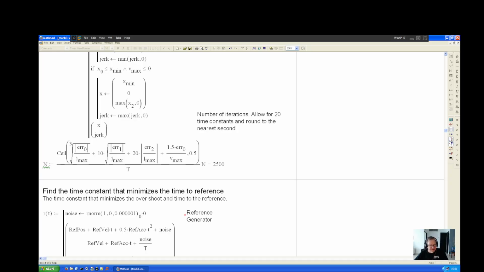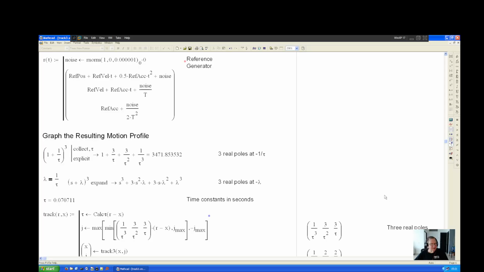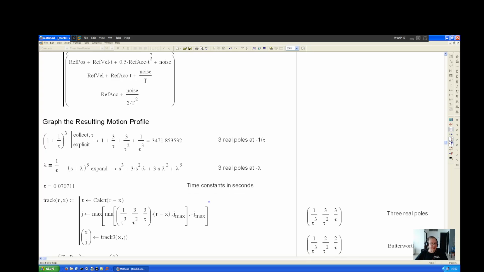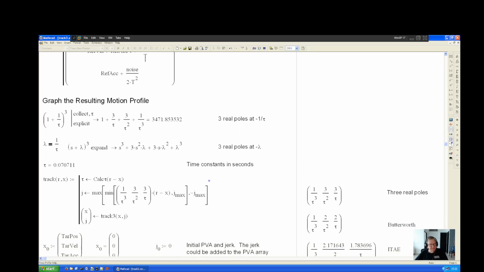So let's find the, this is my target generator. This is using data from above. So I've got my reference position, velocity, and acceleration. So this is generating the position, velocity, and acceleration. And I have a noise generator here, which I haven't shown yet. And this is one of the reasons why you want to use this technique, because it does kind of filter out the noise. And that's why I said it's kind of like an alpha, beta, gamma filter. And it's pretty close to what an alpha, beta, gamma filter happens to be.